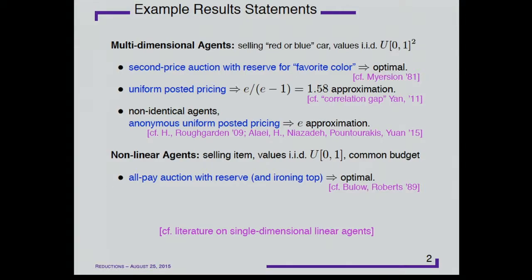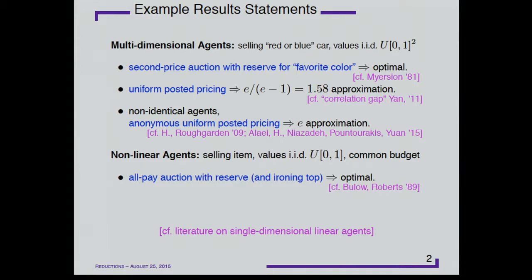But that auction's not so practical. So you might wonder, can you get away with just posting a uniform price that's anonymous to everybody? How well does that do? In fact, the same question was wondered for single-dimensional linear agents, and it was proved in these papers. And that theorem automatically extends.